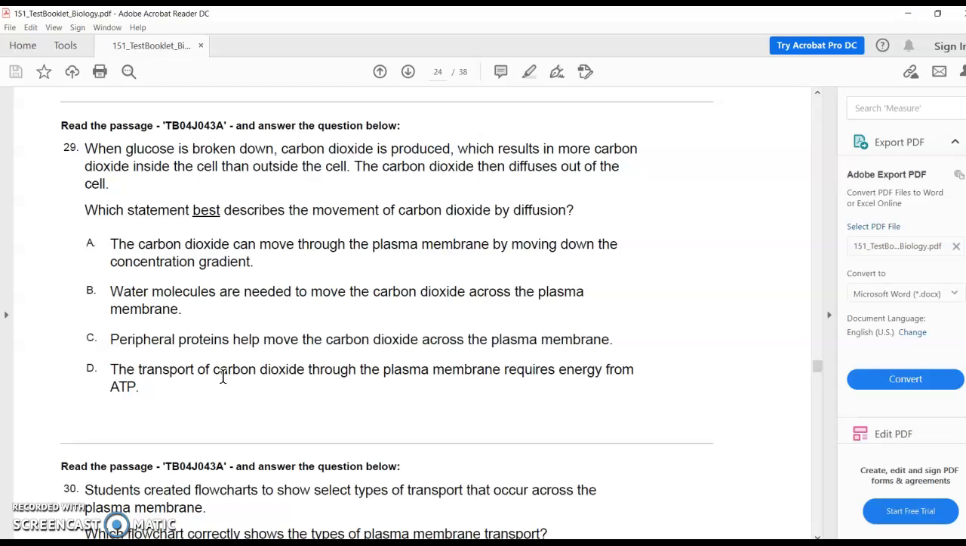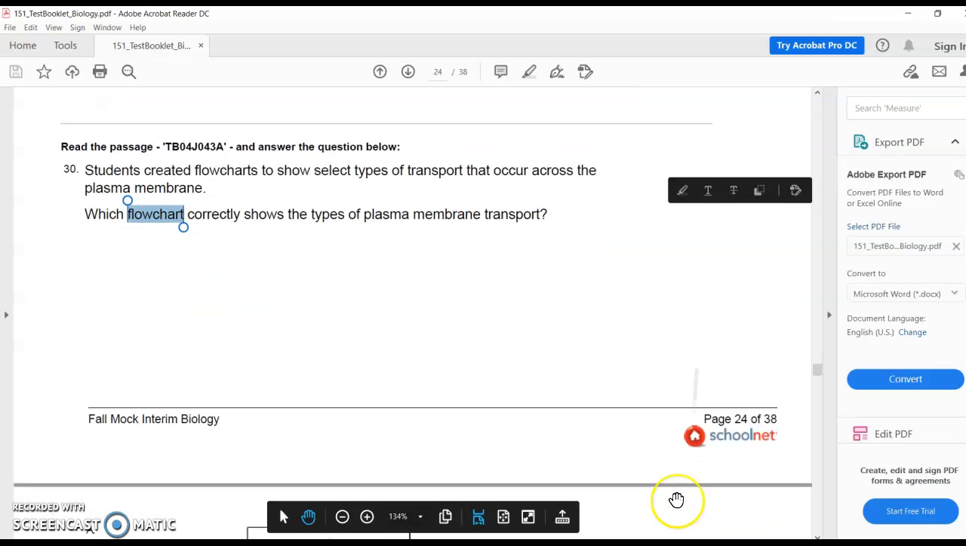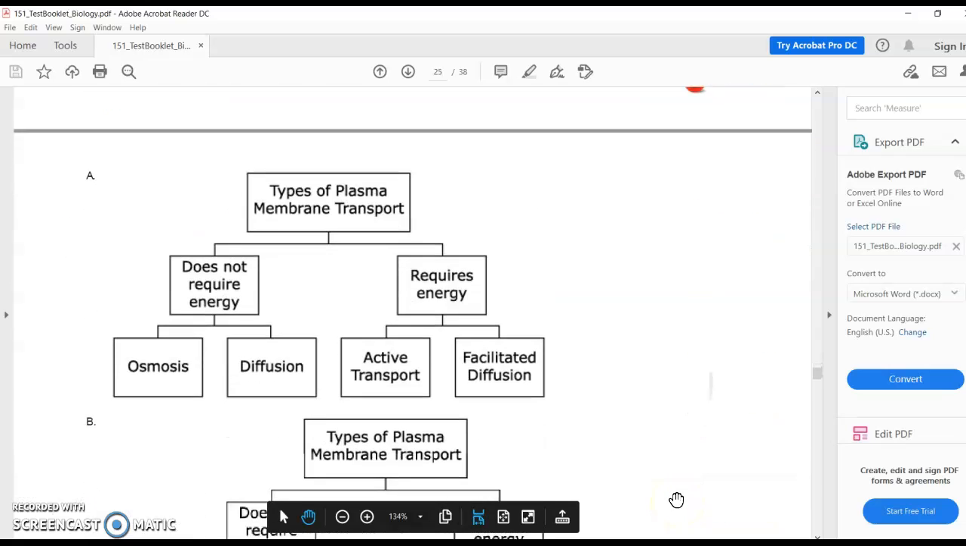29, looking at carbon dioxide by diffusion. The diffusion is going to be a form of passive transport, and the correct answer is A there. We're going to move down that concentration gradient from an area of high carbon dioxide to an area of low carbon dioxide. And lastly, 30, we're looking at flow charts here.